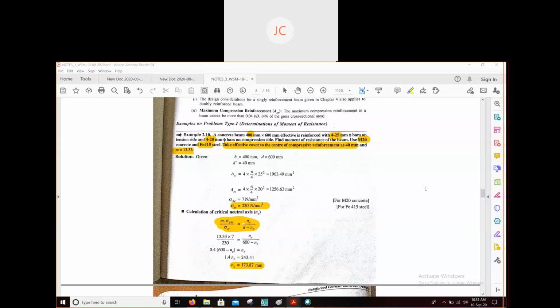M value will be 10.98. You can take 11 also. You just take 11. M value you take as 11. So you take M equal to 11. Next, you find out the critical neutral axis. Did you get the answer, critical neutral axis?